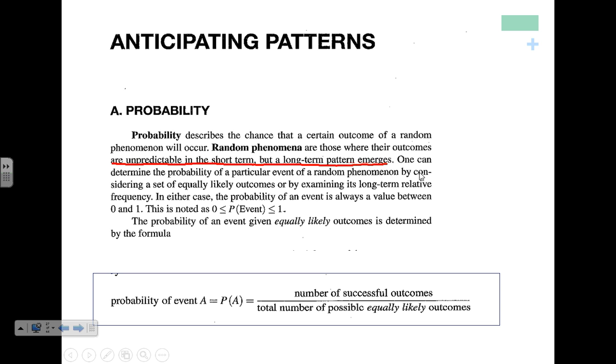Do know, as I'm sure you know already, probability should always be between 0 and 1 inclusive. So you shouldn't end up with a probability over 1. To find probability, we denote it like this: the probability of A is the number of successful outcomes over the total number of possible equally likely outcomes.